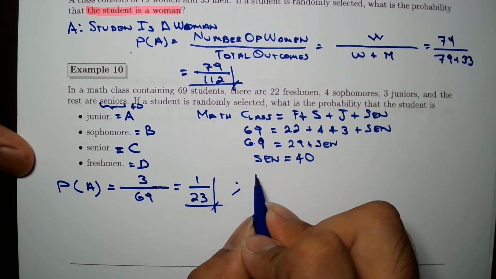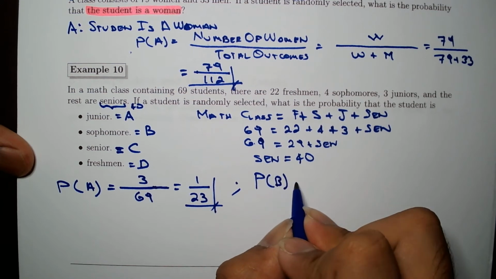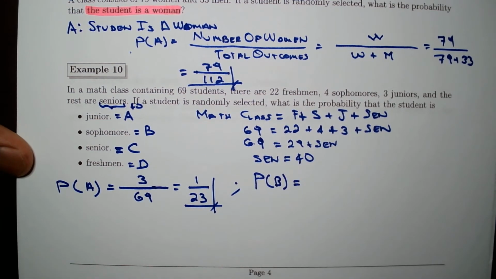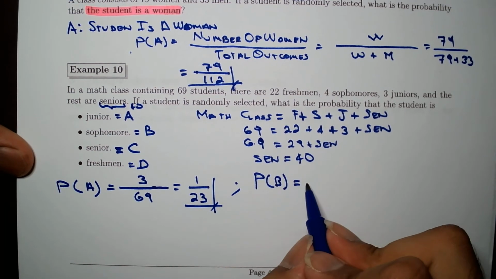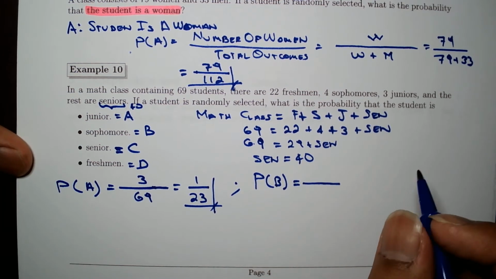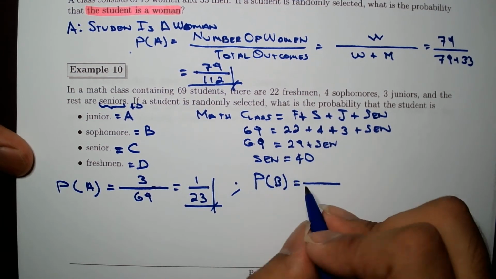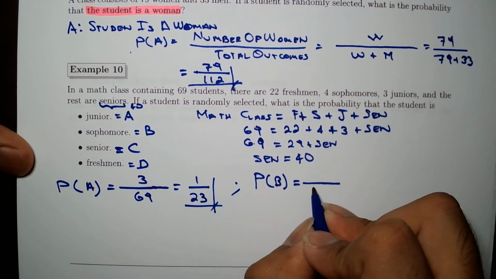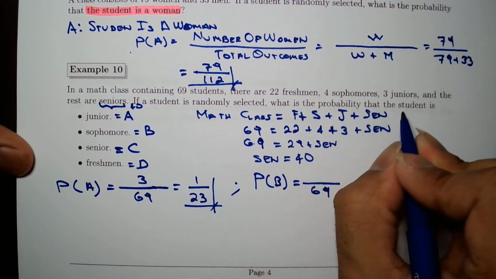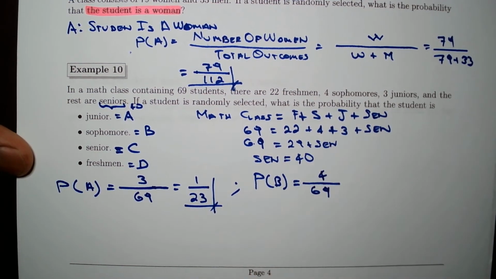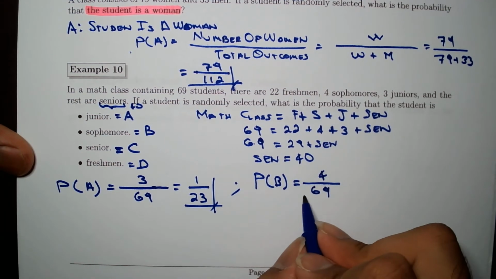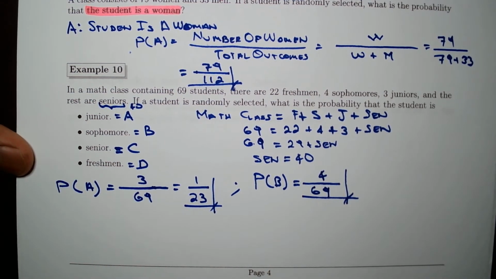And then we're going to have the probability of event B to occur. And in this case, well, the probability of choosing a student that is a sophomore. Out of 69, how many sophomores? There's 4. Can we further simplify this one? No, we can just leave it like this. That's fine.